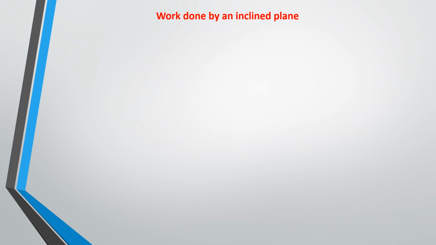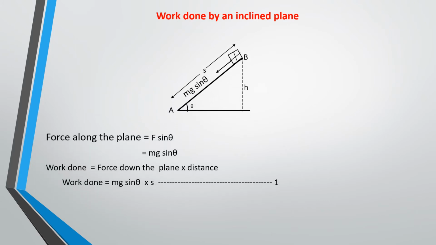We also look at work done by an inclined plane. This is very, very key and important. I have to bring it up. Now, for a body that is rolling down an inclined plane, we know that the force on the body is equal to the weight component down the plane, which is equal to mg sine theta. So the work done will be equal to mg sine theta times the distance traveled by the body rolling down the plane, and the distance traveled is the length of the plane.